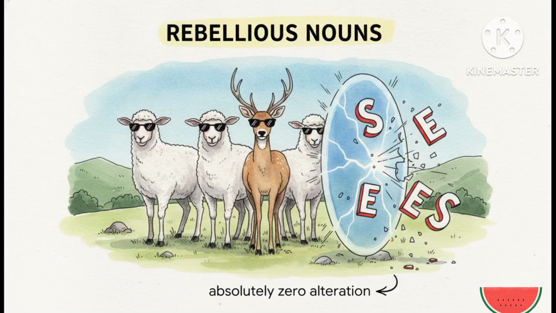But honestly, the most surprising rebellion of all comes from nouns that refuse to change whatsoever. We call these zero plurals. Whether you have 1 sheep or 100 sheep, the word stays exactly the same. No S's, no ES, absolutely zero alteration. They completely defy the very concept of visibly marking a word as plural. You have to rely entirely on context and the surrounding words to know exactly how many there are.